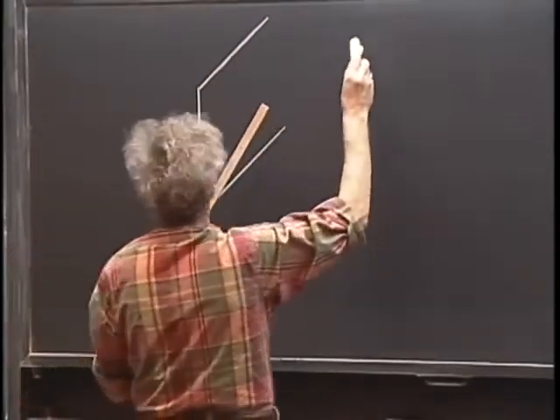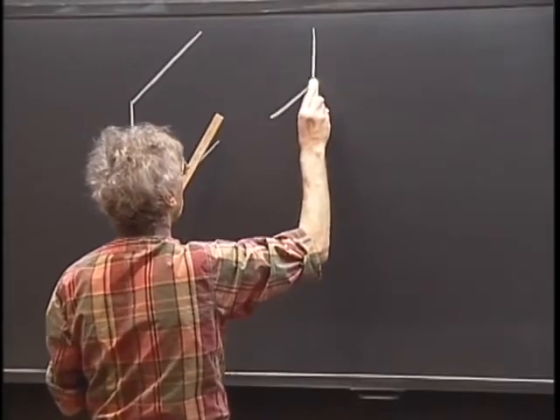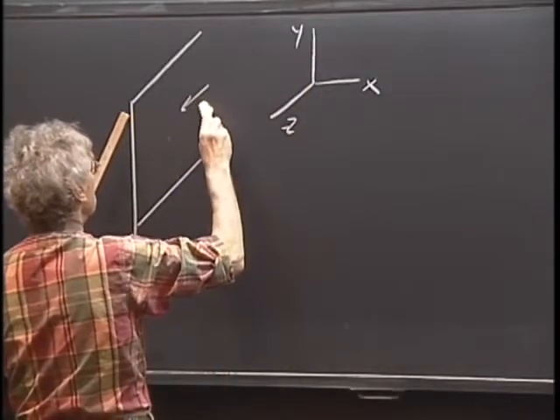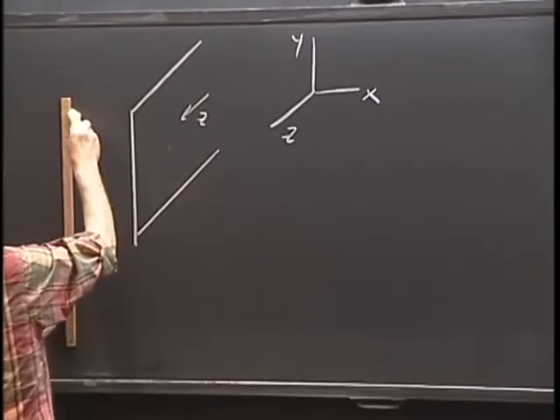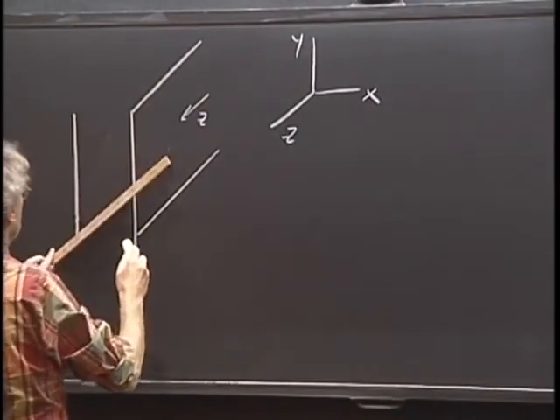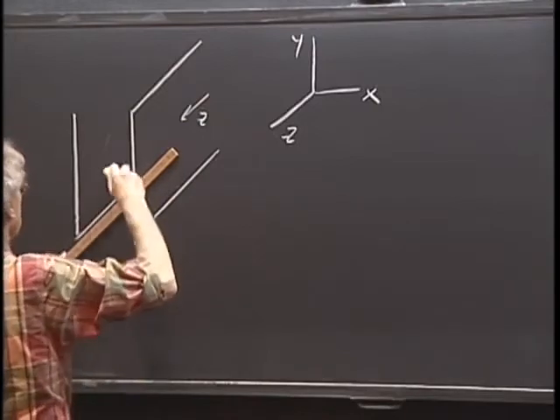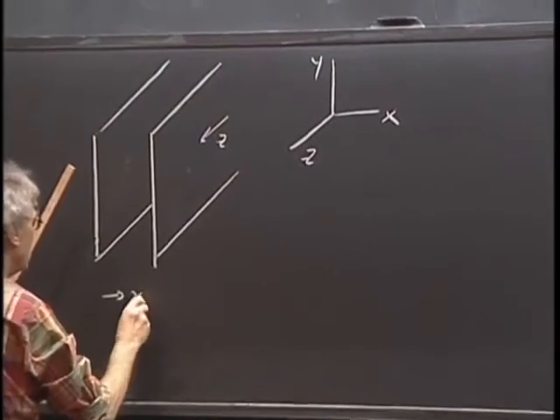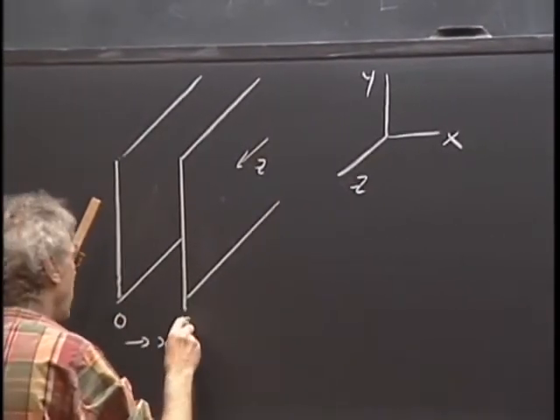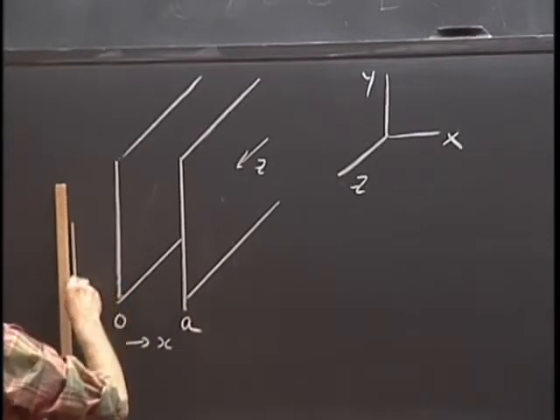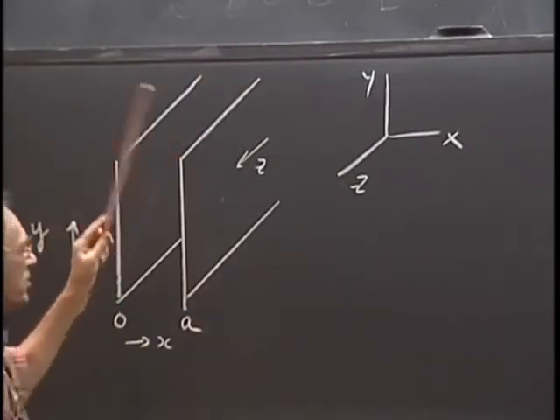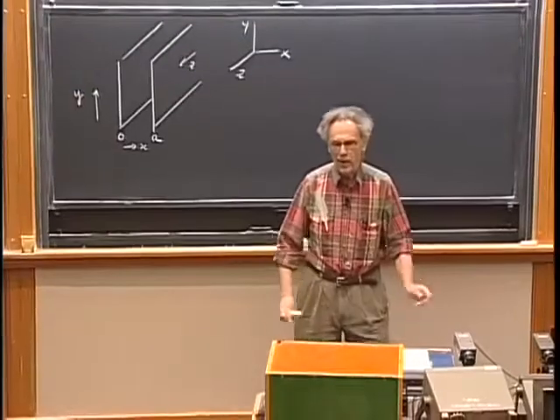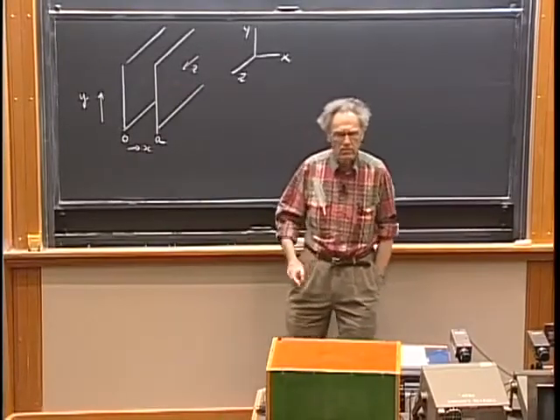This is my coordinate system, x, y, z. So this is the z direction. And then I have here another plate, two parallel plates. And this will be the x direction. I call this x equals 0, and this x equals a, and this then is the y direction. So that's the setup. You see it there. I'm going to try to send electromagnetic radiation through this gap.